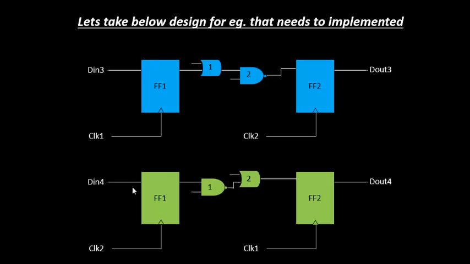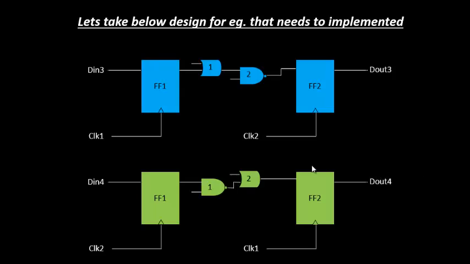Okay, let's take one more section of the same circuitry. So we have this flip-flop 1, flip-flop 2, but of a different color. The input port is D in 4, the input clock port is clock 2. This flip-flop 1 is driven by clock 2, this flip-flop 2 is driven by clock 1, and we have the output port D out 4. So now we again have some set of input and output ports. We have D in 3, D in 4 as two new input ports. Clock 1 and clock 2 had already been defined in the previous slide, so we need not consider them over here. And we have two more output ports, which are D out 3 and D out 4.